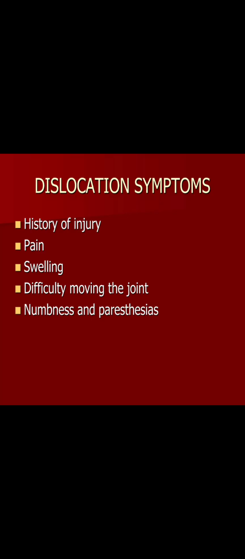Dislocation symptoms depend upon the history, the pain, and the swelling that develops. There may be difficulty in moving the joint, or the patient may complain of numbness or paresthesia. Paresthesia is numbness and a tingling sensation. So when you are taking the history, which is very important, you have to remember whether the dislocation is partial, a subluxation, incomplete, or complete. In the process of injury, you have to listen carefully to the patient's history, then you go for objective diagnosis, meaning x-ray or other investigations.